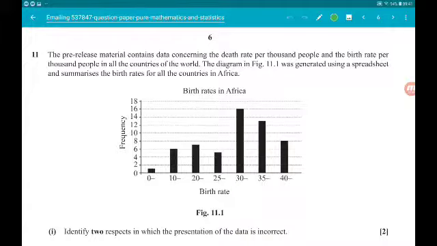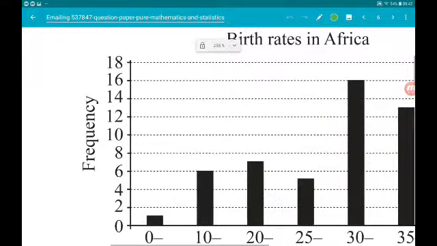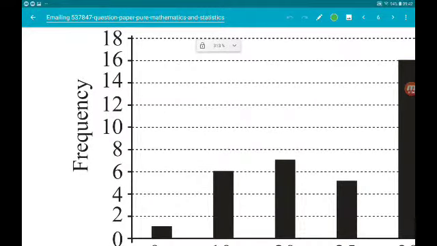Part 1 wants us to identify two aspects in which the presentation of the data is incorrect. Okay, so nowhere on the y-axis does it say per 1,000 people. So I would guess what we are going for here would be a histogram, not a bar chart. So first of all, the y-axis should be frequency density.